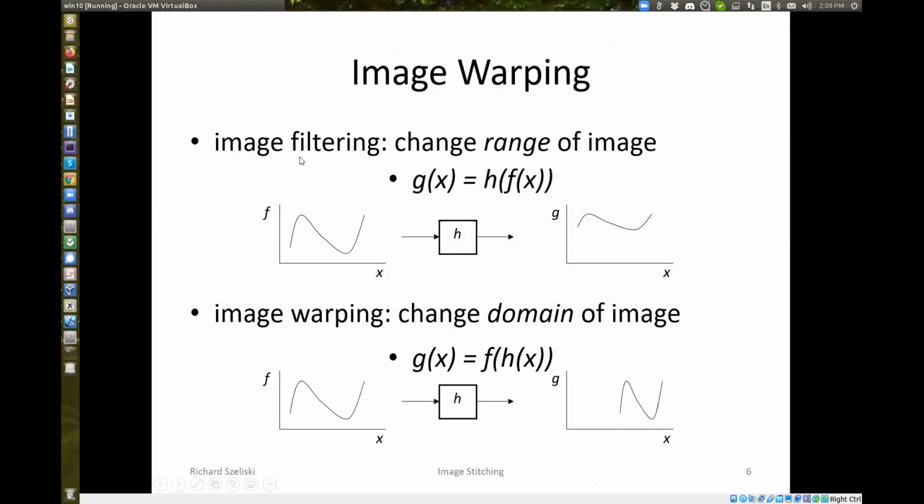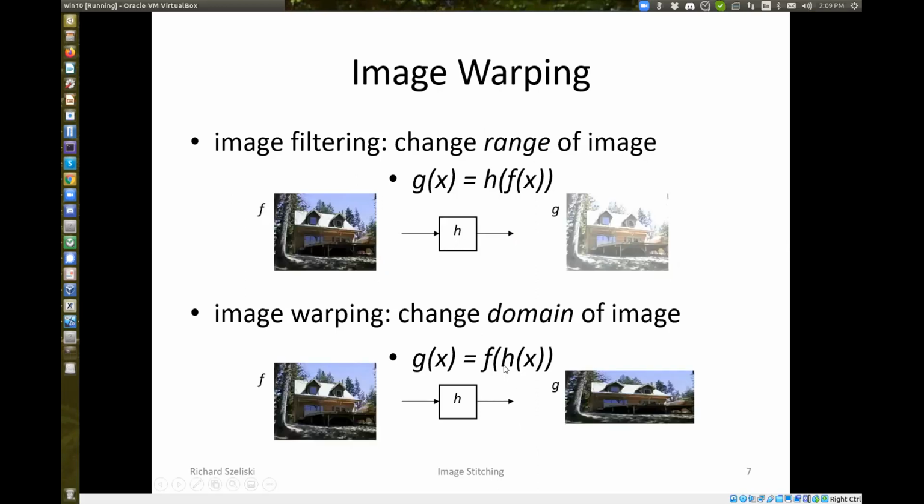So if you think of filtering and warping, the difference is that in filtering, you're applying the function to the intensity of your image. So for example, you can shift that up and down and so on, right? But if you're doing warping, you're actually applying the transform to the coordinates. So here is a stretching. This is just showing 1D, so it's a stretching in 1D direction. And this is another example in 2D.